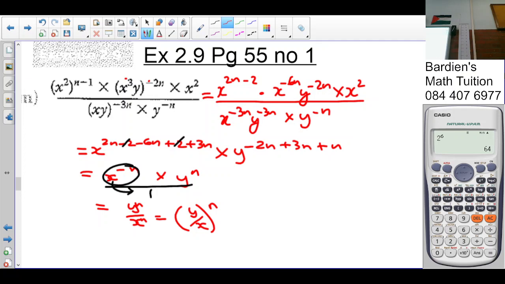Y to the 2a. Well, that's 4. Yes, no problem. You are absolutely correct. Y to the 2n, 2, so it will be y squared over x raised to 3. Okay. Well, you could have left it like this as well. I'm going to give you full marks here.